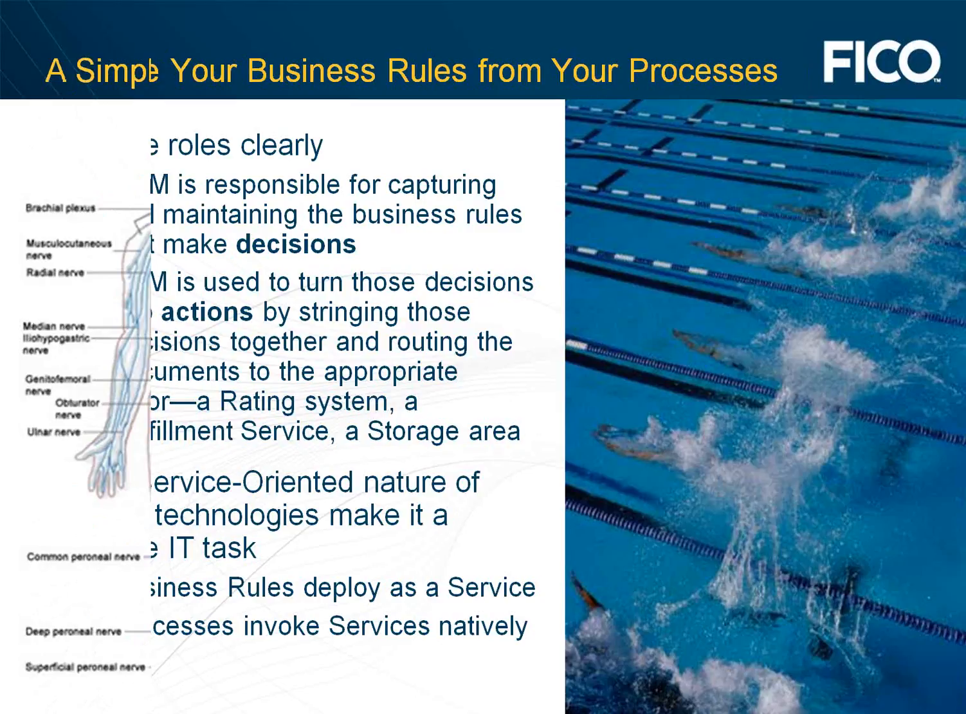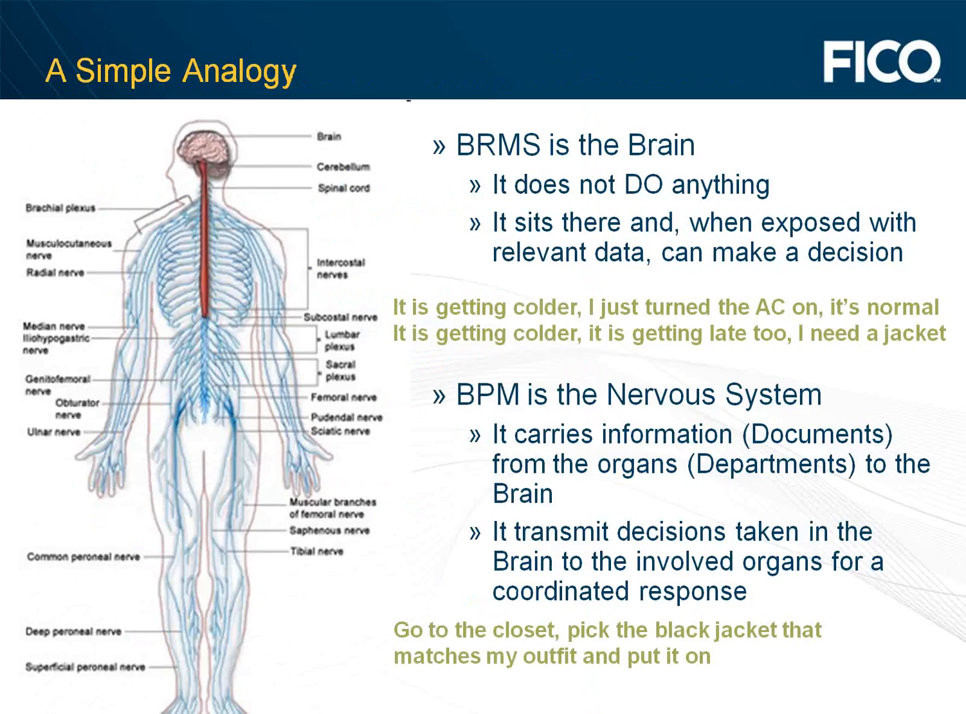A simple analogy, and all these analogies and examples are there to help you get a clearer understanding of what we position in the BPM domain and what we position in the business rules management domain. So I would like to define the business rules management system as the brain. It doesn't do anything, your brain. It sits there, and when it receives signals that provide the relevant data, it will make a decision.